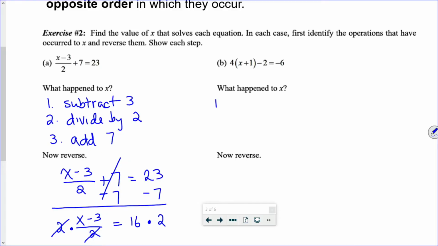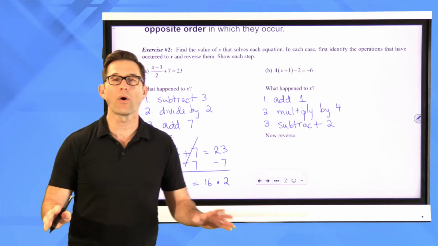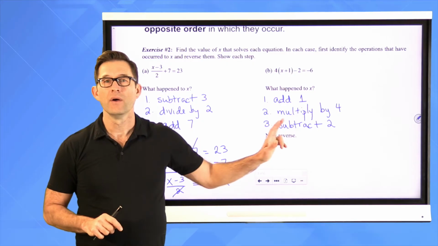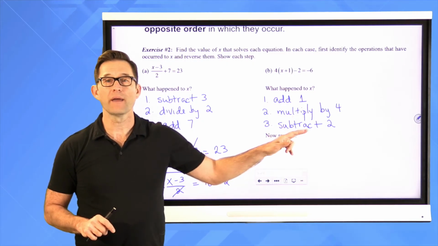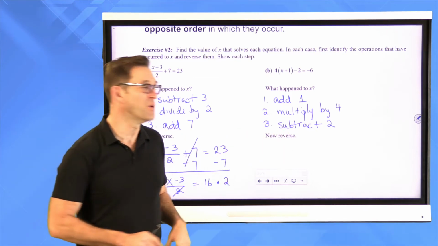Here we go. Number 1, we're going to add 1. The second thing is we're going to multiply by 4. And the third thing we're going to do is subtract 2. So we should already be able to predict the 3 steps it's going to take to get x all by itself. We're going to add 2, we're going to divide by 4, and then we're going to subtract 1. That's it. So let's do it.